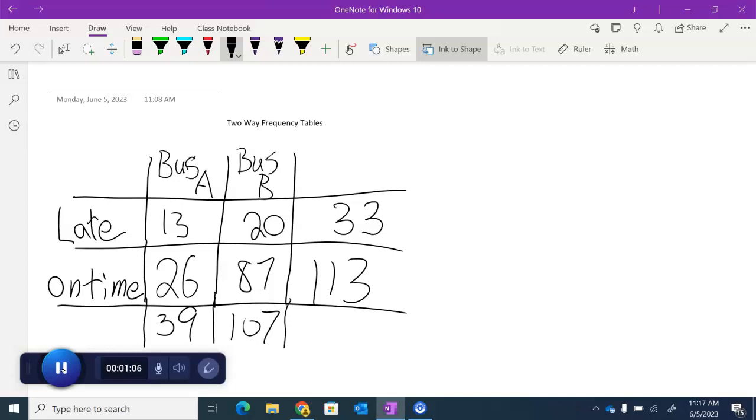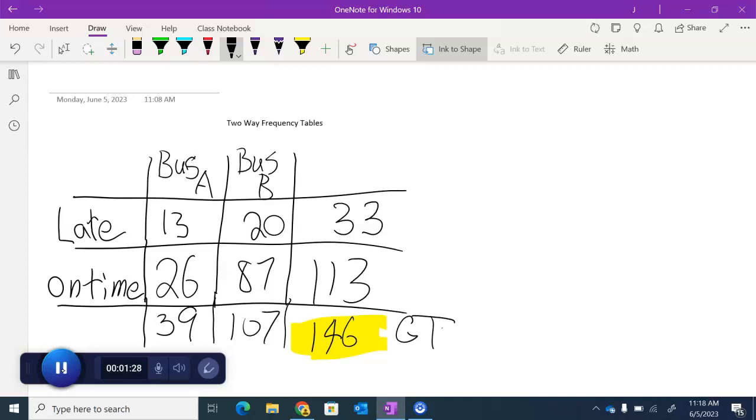Okay, and now we have this last box here, which we call the grand total, GT. And that number is 146. We will use this number a lot.